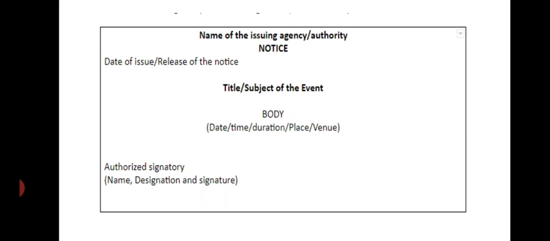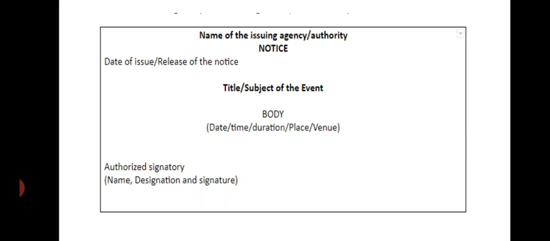Now next is the format of a notice. At the top, you have to write the name of the issuing agency or authority. For example, if you are writing as a school captain, you can write Army Public School, Miran Sahib. Next you have to write notice. Then at the left side you have to write the date.